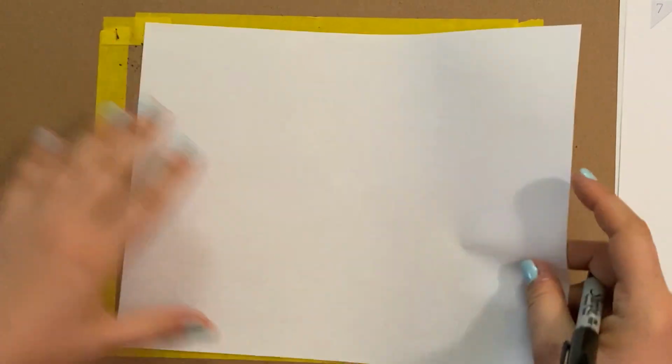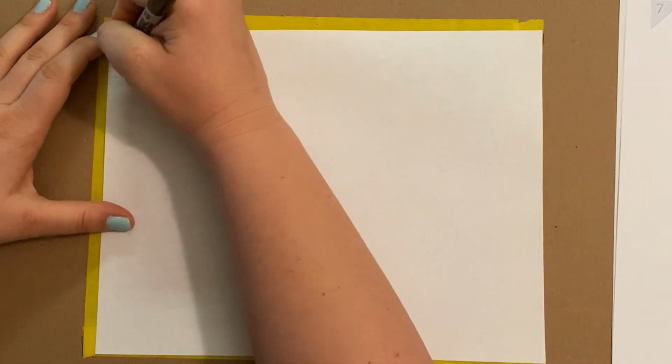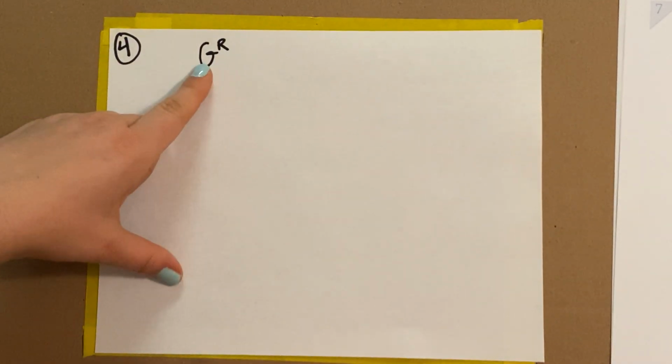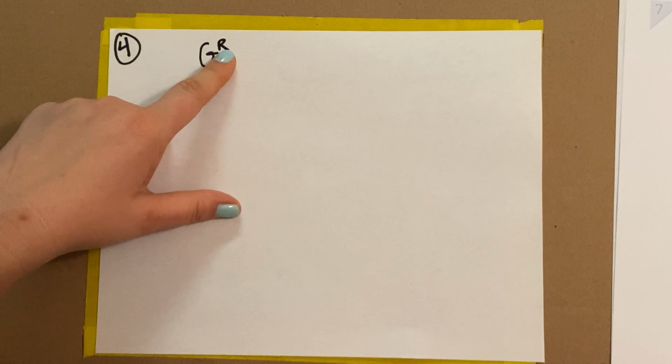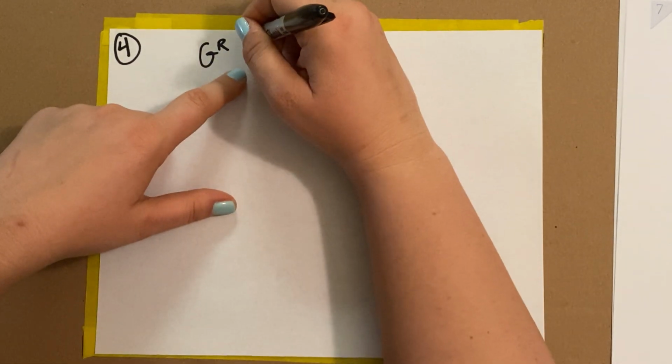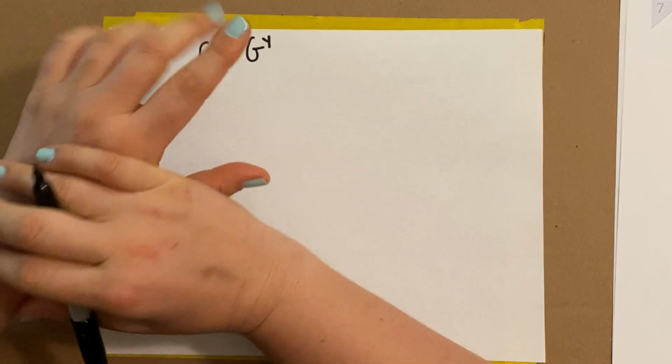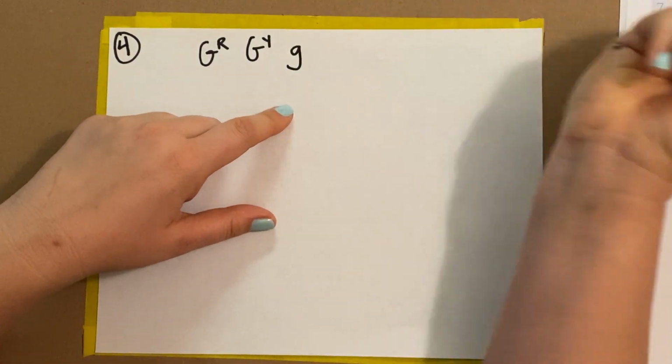All right, next question. So in this question, we have grasshoppers, and the grasshopper is black with red and yellow stripes. And we assume that the red stripes are expressed by G to the R. So this means that the grasshopper is going to have red stripes. And yellow stripes are going to be G to the Y. And to have no stripes, you're going to have a little g.